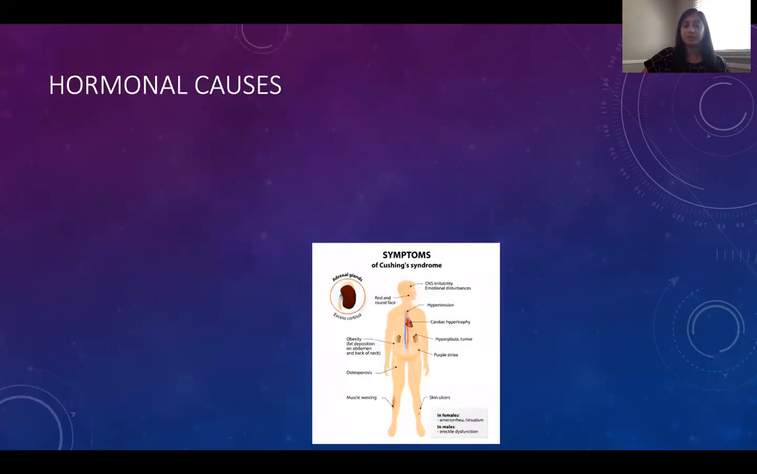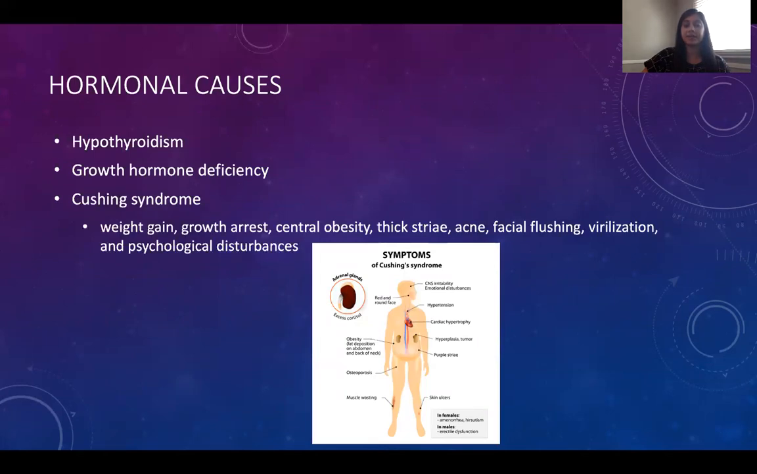So there are also other hormonal causes as well. This is kind of more along the lines of endocrine causes. So hypothyroidism, growth hormone deficiency, and Cushing syndrome. And this is not only Cushing syndrome within your body producing excess cortisol, but also exogenous causes as well. So keeping in mind that patients who are on steroids, for example, may have weight gain.